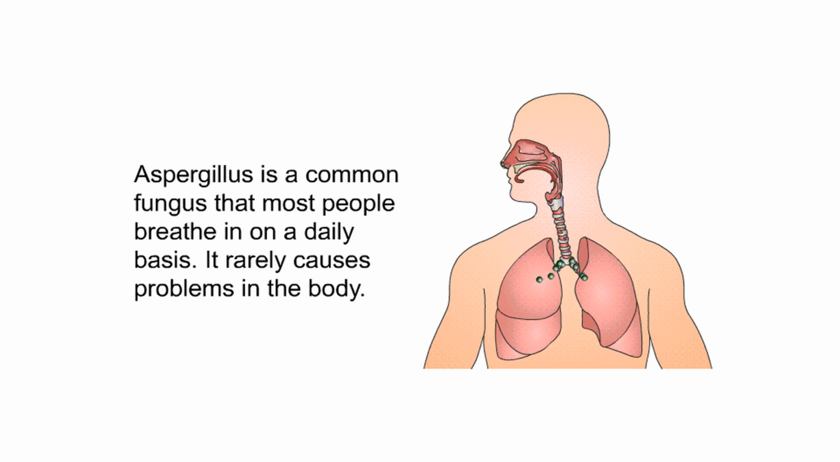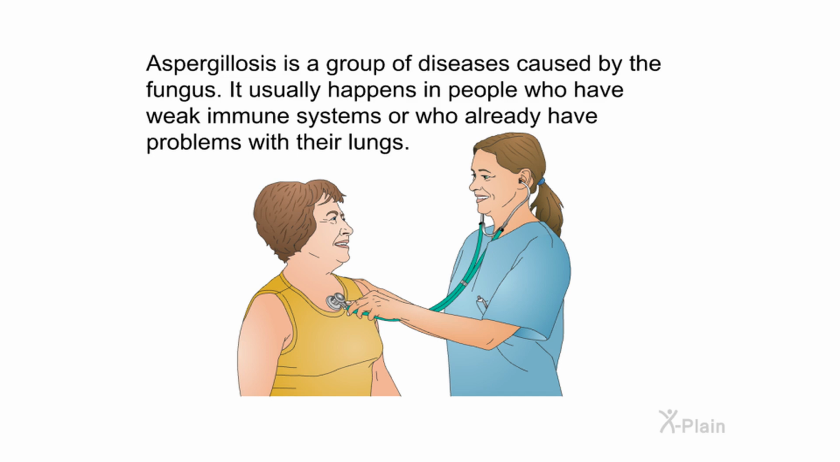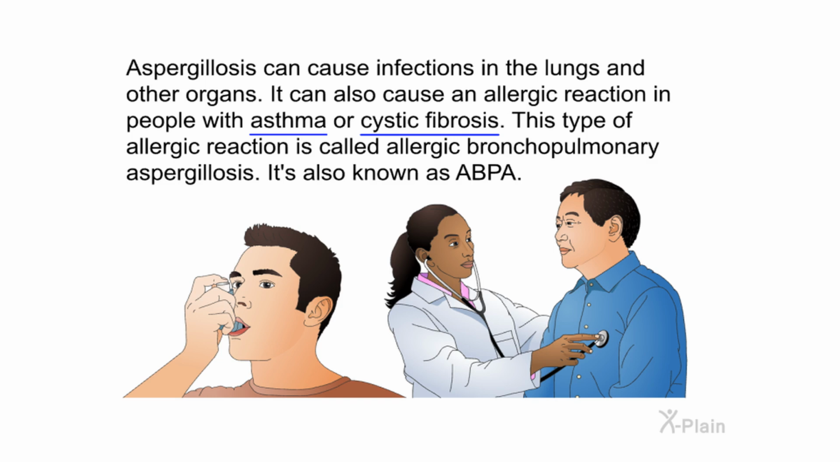Aspergillus is a common fungus that most people breathe in on a daily basis. It rarely causes problems in the body. Aspergillosis is a group of diseases caused by the fungus. It usually happens in people who have weak immune systems or who already have problems with their lungs. Aspergillosis can cause infections in the lungs and other organs. It can also cause an allergic reaction in people with asthma or cystic fibrosis. This type of allergic reaction is called allergic bronchopulmonary aspergillosis. It is also known as ABPA.